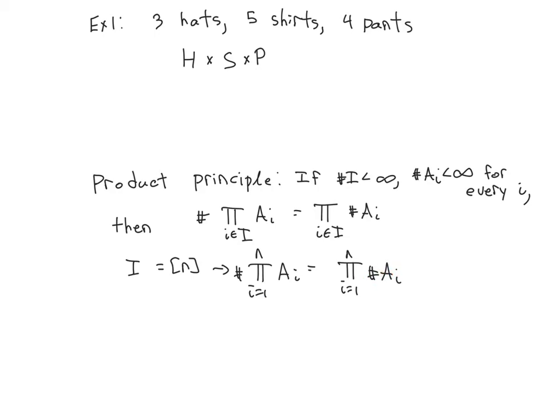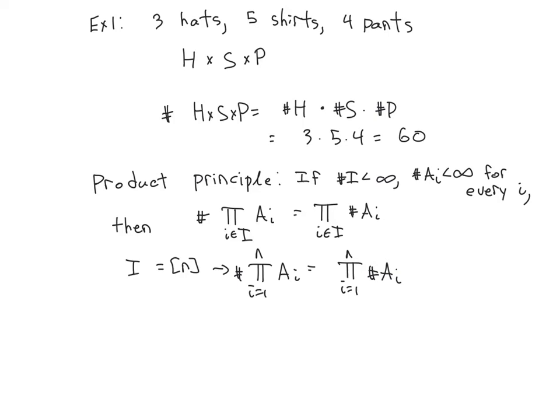So in particular, in our case, the number of elements in our triple product is just the product of the number of elements in each one. And of course, that means 3 times 5 times 4, which is 60. So there's 60 possible outfits in this case.